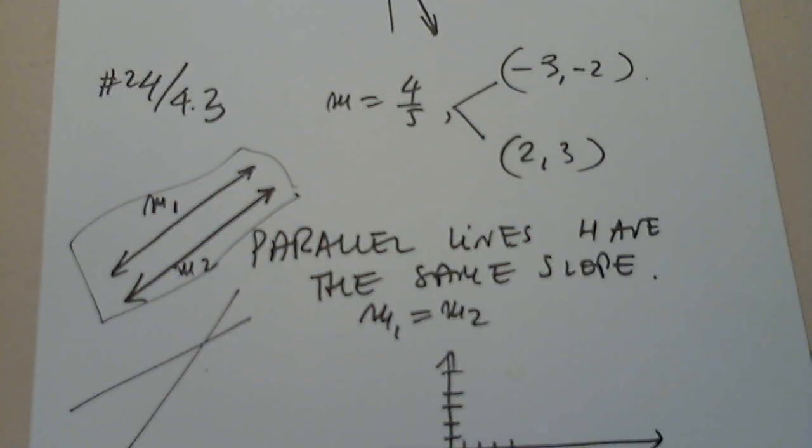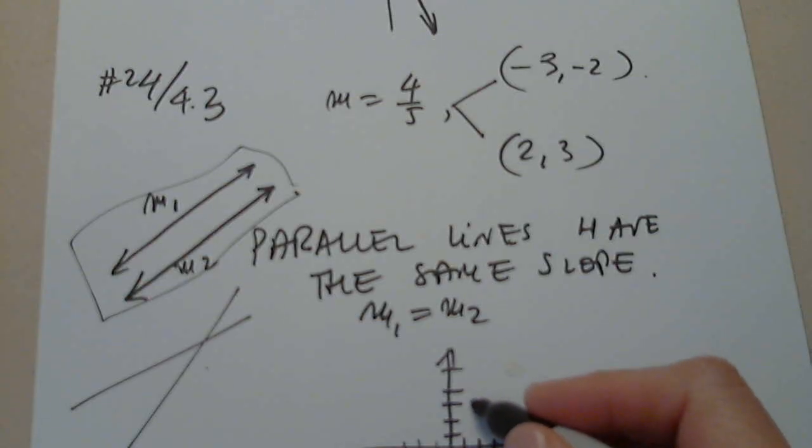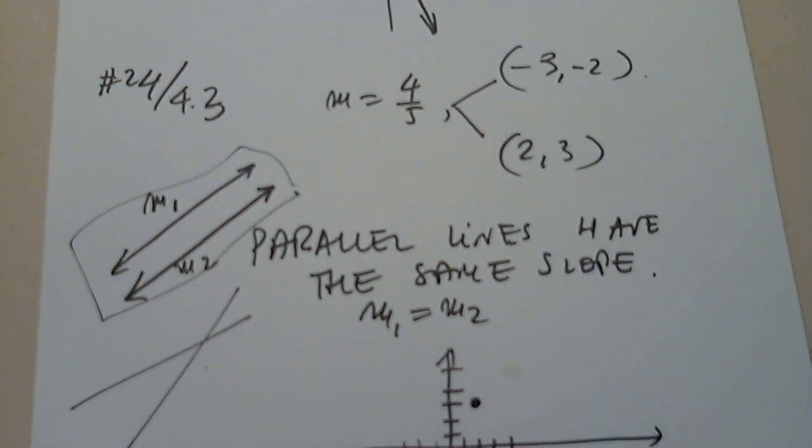I want to apply the points first. So -3 and -2. Here it is. And the other point is 2, 3. Here it is. They have the same slope.